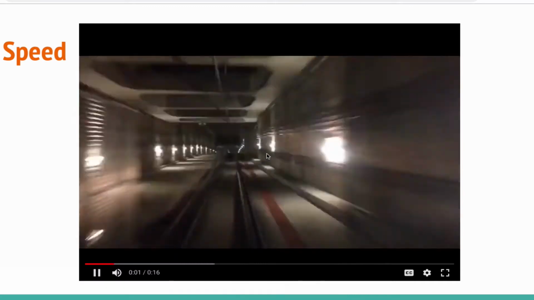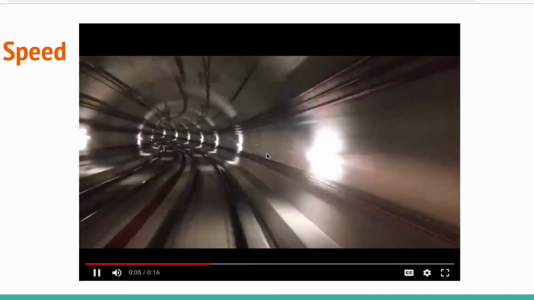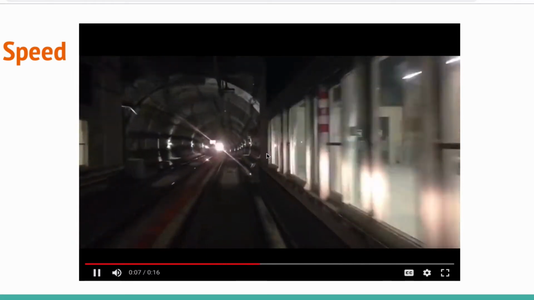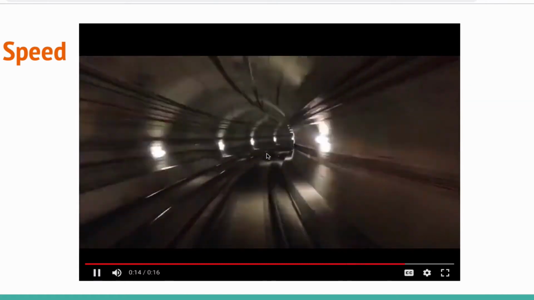So let's look at speed. Speed is a physical quantity. It tells us how fast something is moving. It is how far something travels in a certain time. A speed is just a number, it's a scalar and doesn't tell us what direction something is travelling in.